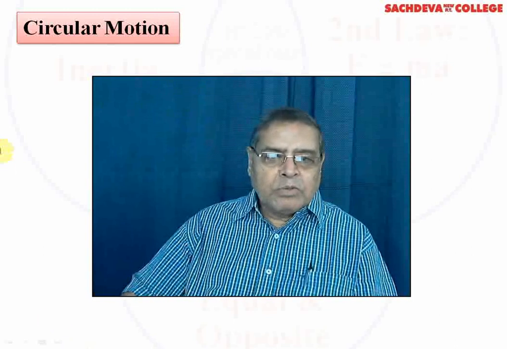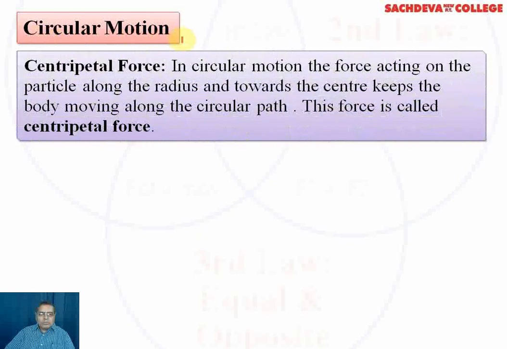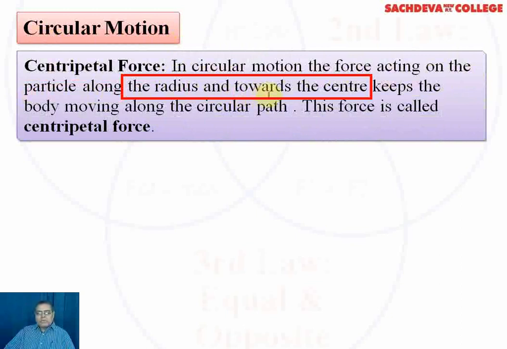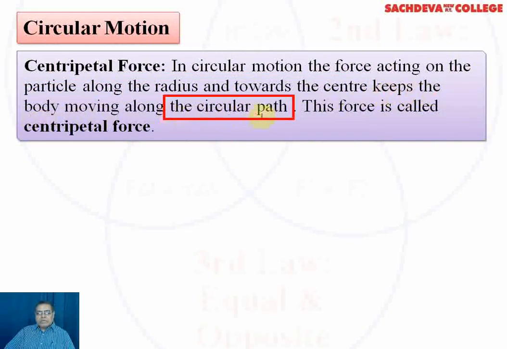Now we come to the main context of the circular motion. First is the centripetal force. So in circular motion, the force acting on the particle along the radius and towards the center keeps the body moving along the circular path. This force is called centripetal force. That is, centripetal force is centrally directed force.